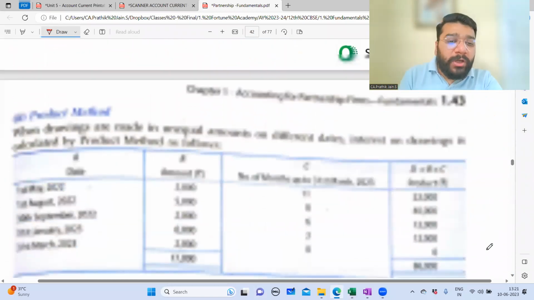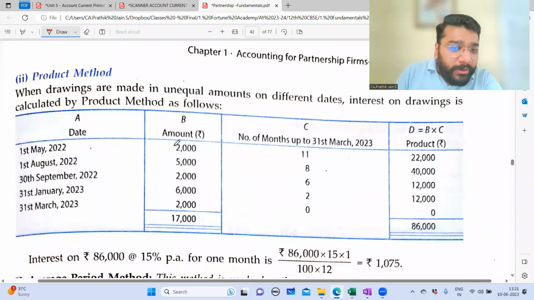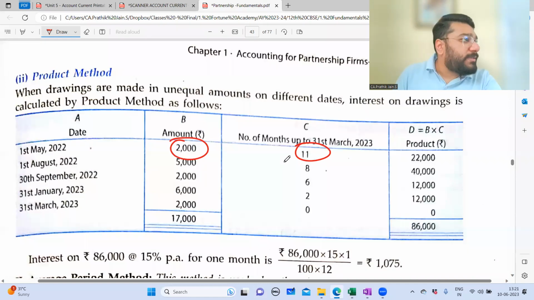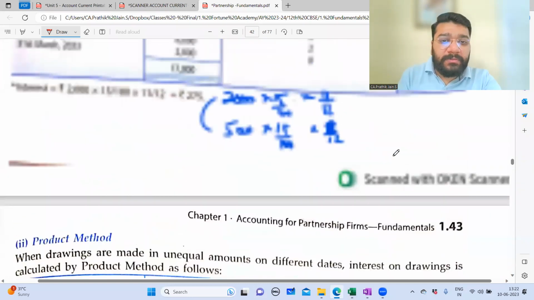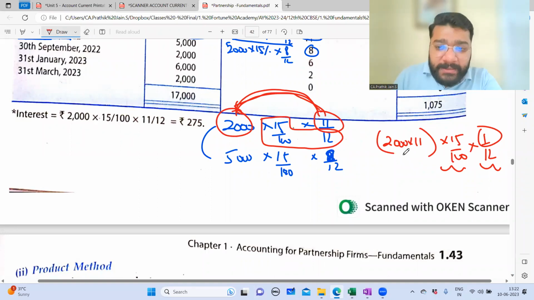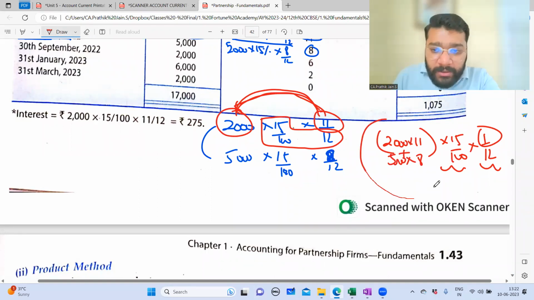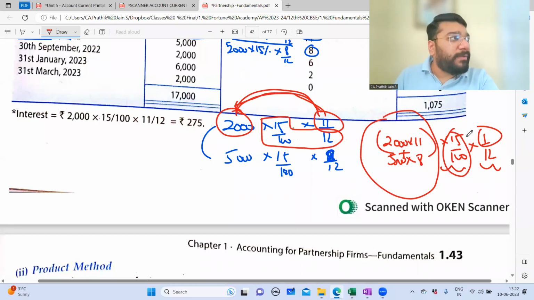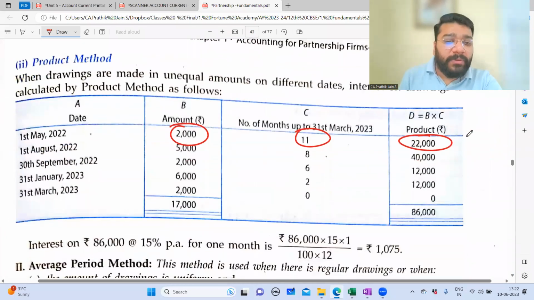So in product method, what do we do? We multiply the amount and the number of months. We get the total product. Amount and number of months. So 2,000 into 11, plus 5,000 into 8. Like that, we keep on multiplying and adding. So what will we get? We'll get the total product. That total product you multiply with the rate of interest by 100 into 1 by 12. So this brings down to the concept of product method.